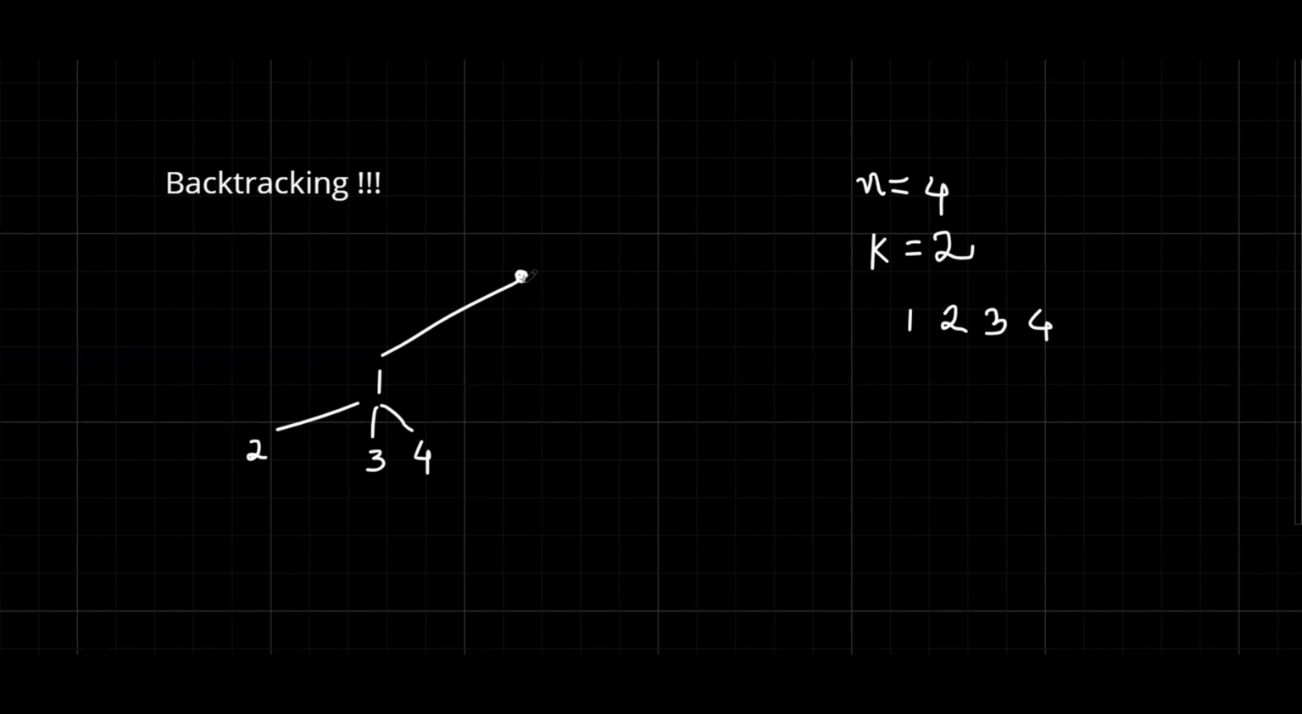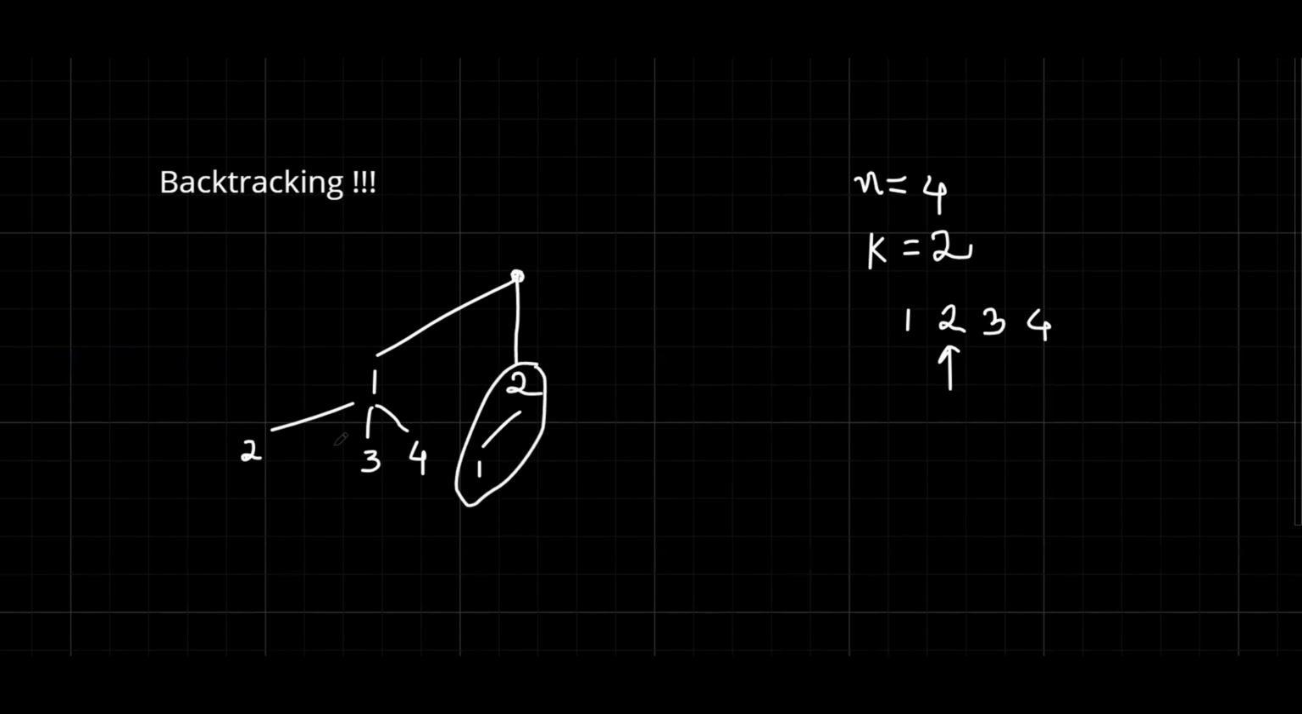Now, from the root node, after considering 1 as an option, we can consider the value of 2. If we consider the value 2, we have three choices beneath it. We can either choose 1, 3, or 4. But wait, can I choose 1 here? No, because we have already found the combination of 1, 2. So it doesn't make any sense to explore the tree with the combination of 2, 1. So here we have to choose 3, and here we have to choose 4. So we have found another two combinations, which are 2, 3, and 2, 4.